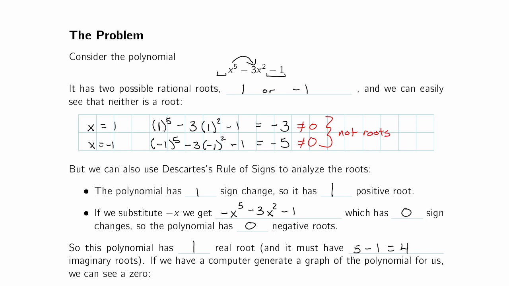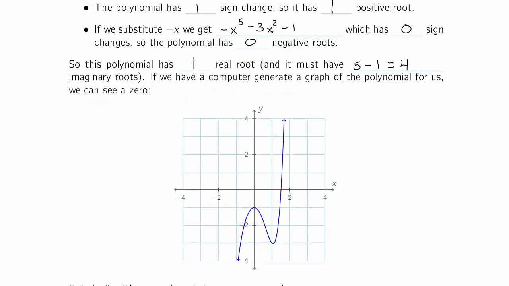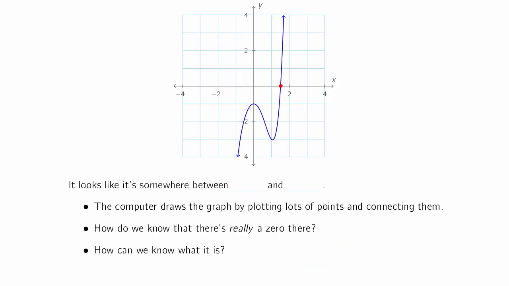And if we have a computer-generated graph of the polynomial for us, we see something that certainly looks like a 0. It looks like the graph passes through the x-axis at that point there. In other words, it looks like this polynomial has a 0 somewhere between 1 and 2. But how do we know that that's real?